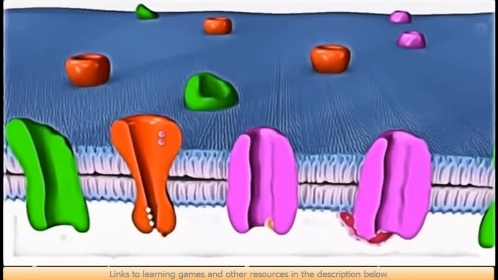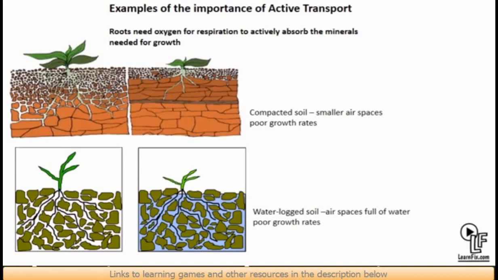An interesting consequence of this you may need to explain is that most plants don't grow well in waterlogged soil, or soil that has been compacted by trampling. When air spaces in the soil are made smaller or filled with water, then there's less oxygen available to the root hair cells, and the oxygen is needed by the root hair cells for respiration, which is used to power the active transport used to absorb the minerals from the soil.